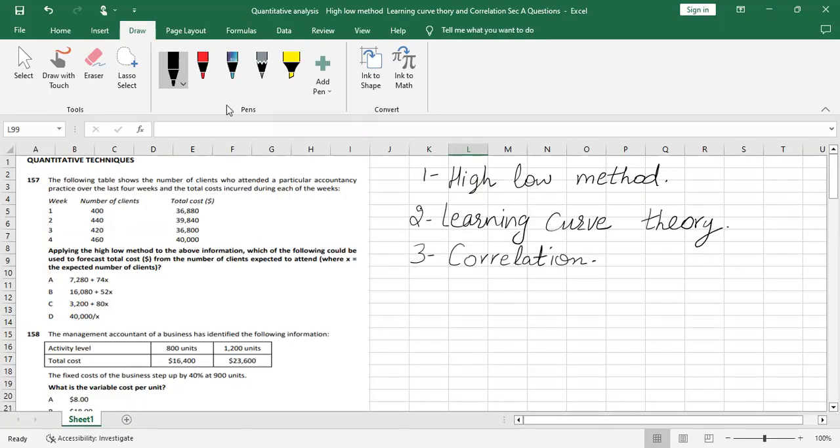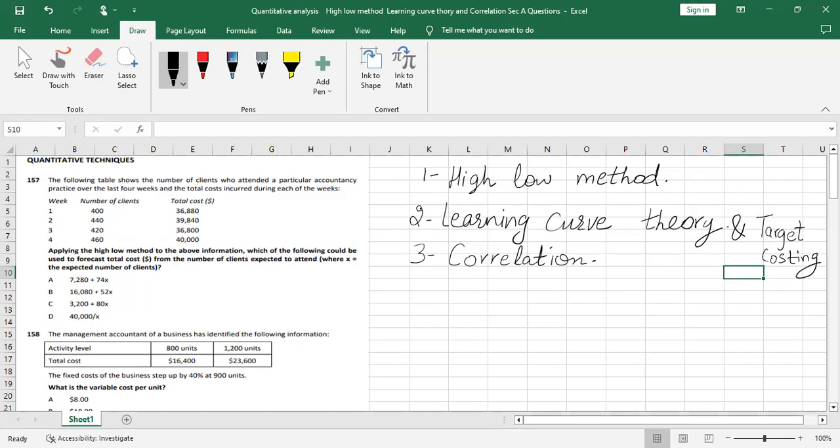Learning curve theory can be asked in section A as a 2 mark question. It can also be asked as, suppose, a 10 marks question in section B, although it will not be a complete learning curve theory. Examiner will ask a mix of learning curve theory and target costing. Examiner can combine this with the target costing.